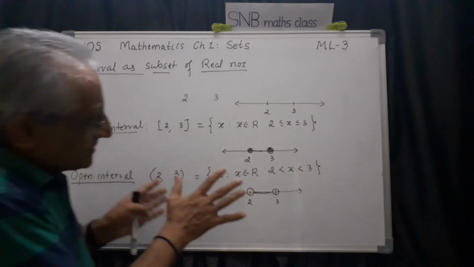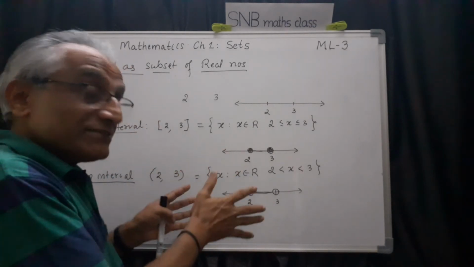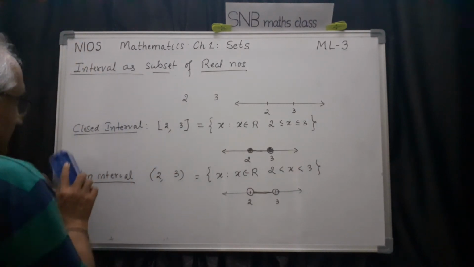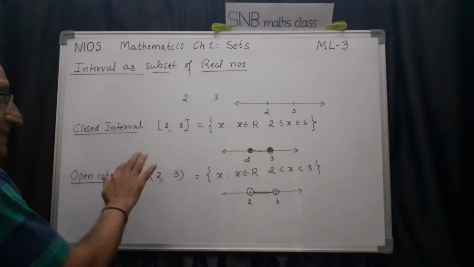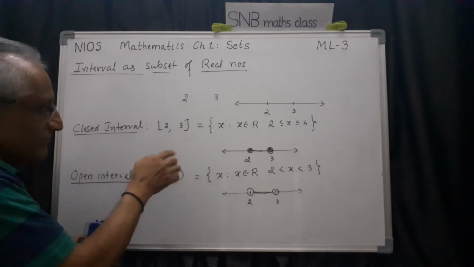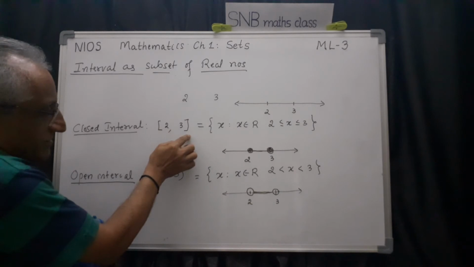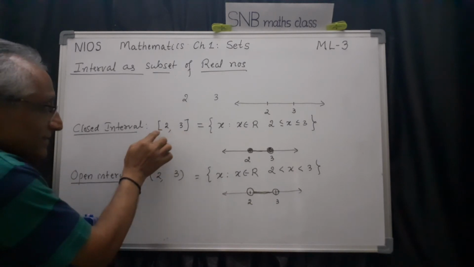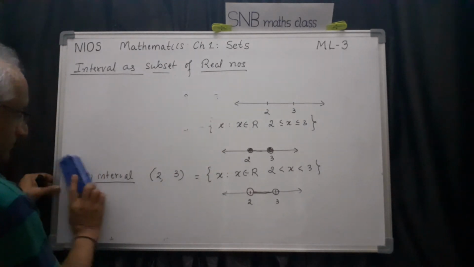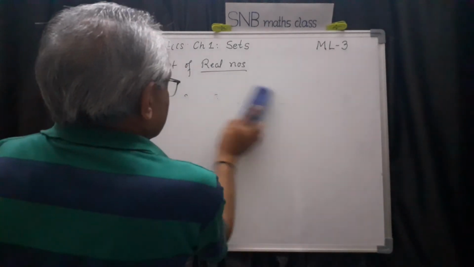Now, once you understand this, there are 6 other varieties. Let me give one possibility. One side may be open, another side may be closed. That's also possible. For example, here open, here closed. What is the other possibility? Here closed, here open. Let me give you the idea of how you have to represent it.